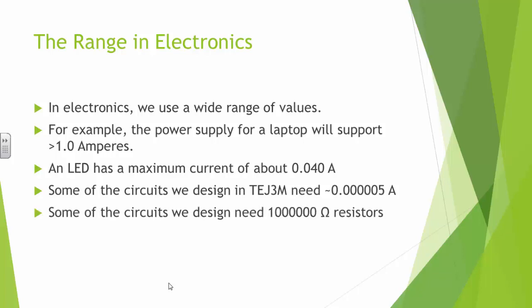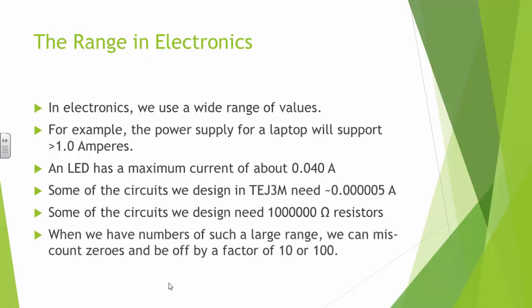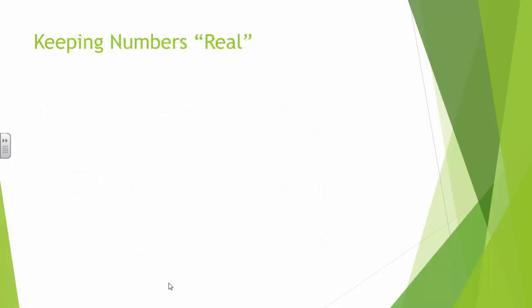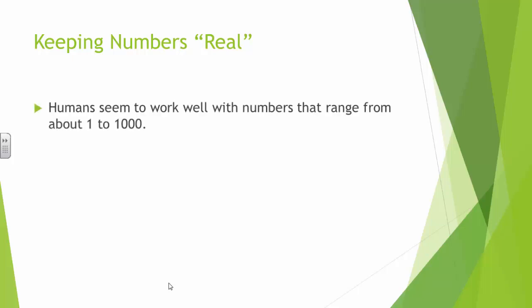Some of the circuits we design need 1 million ohms. We have a wide range of values in computer engineering. And when we do this, we can be tempted to simply start adding the zeros. But if you notice, when you were looking at those numbers, you probably started counting zeros to try to figure out what those numbers were. In fact, we can easily make mistakes when we count those zeros.